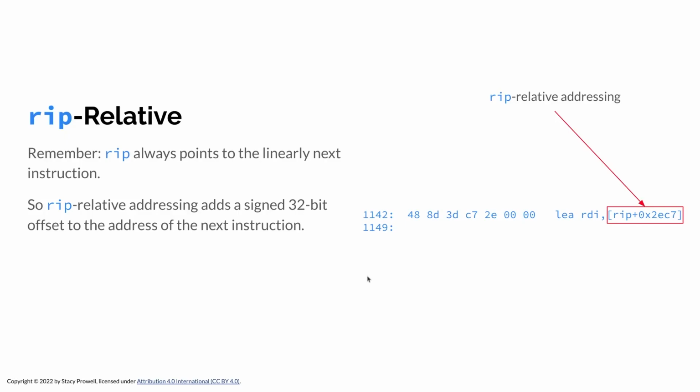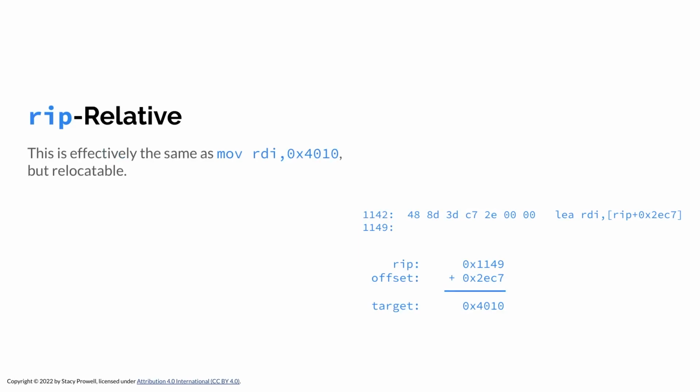So RIP relative, we have to keep in mind that RIP always points to the next instruction. So RIP relative addressing adds a signed 32-bit offset to the address of the next instruction. So here, for this offset right here, 2E C7 is relative to this 1149, which is where RIP is pointing. There's that 32-bit signed little endian offset. There's the value of RIP. We add them together, and presto, we get a target, in this case, 4010. This is a way of referring to that specific address.